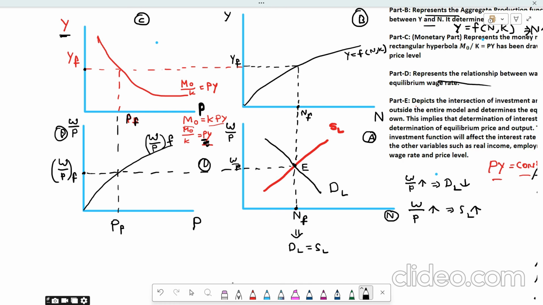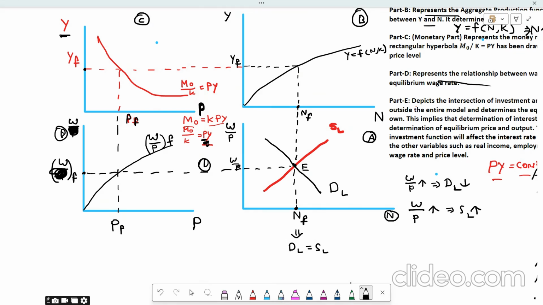Or for simplicity of understanding, if you only want to take wage on the y axis, that you also can do. Okay, if you only take wage on the y axis, that is also allowed. But this line will be called the real wage at full employment level.